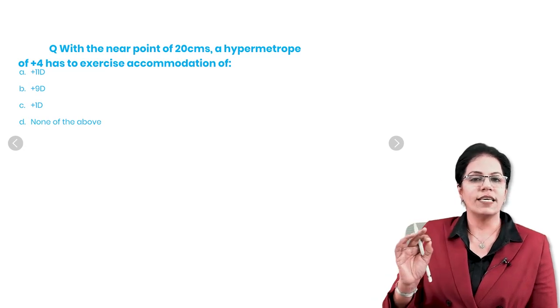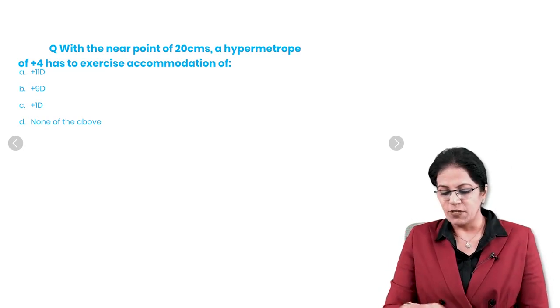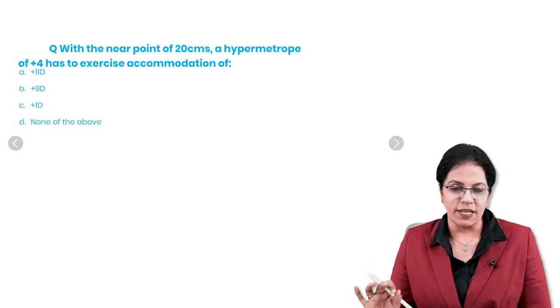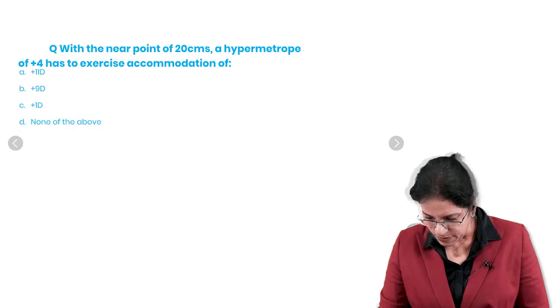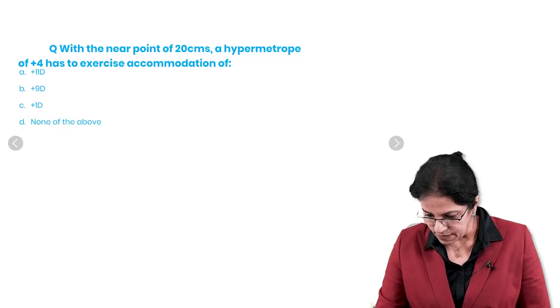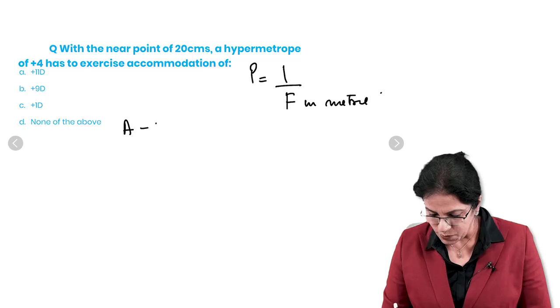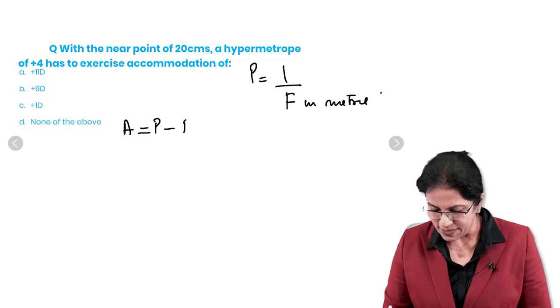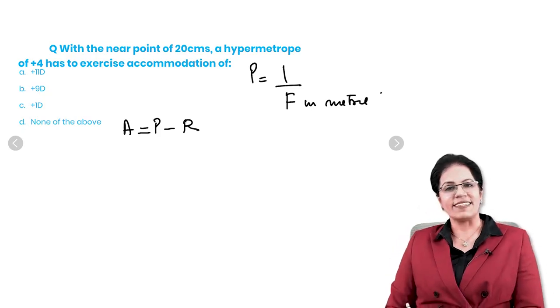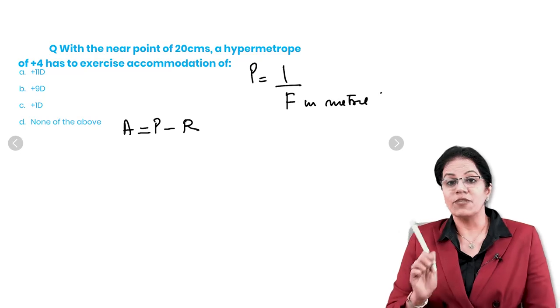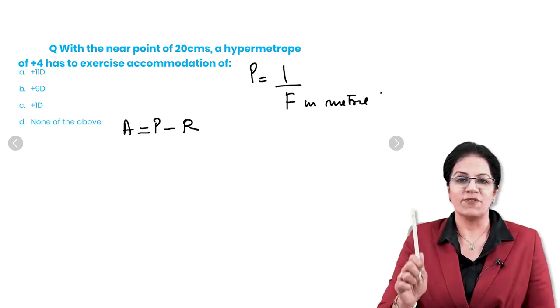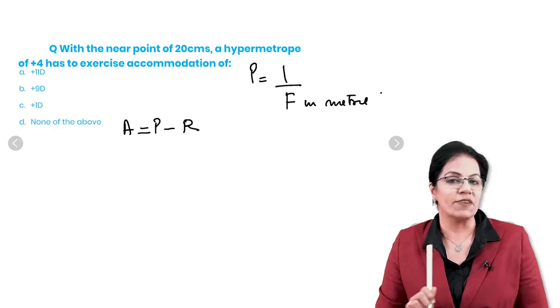For all these numericals around the near point and far point, two tips are very, very important. One, we have to remember that power is the inverse of focal length in meters. Second, A is equal to P minus R, that is power at the proximum minus power at the remotum. And third, the far point for a hypermetrope is behind the eye, and for a myope it is in front of the eye.